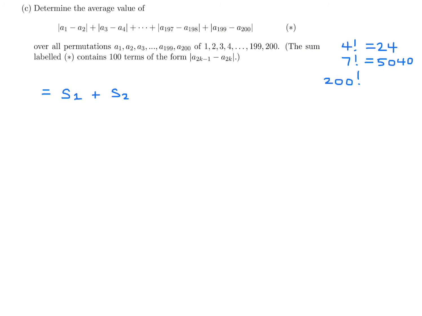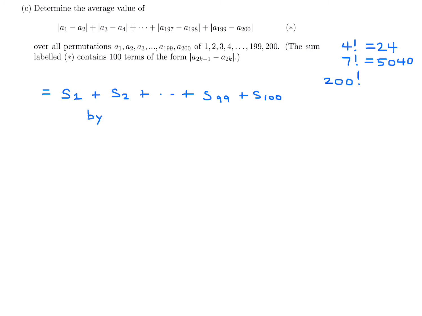S1, S2, S3, like that, plus all the way up until S99, and then there would be an S100 in there. All of those permutations when you add them all up.